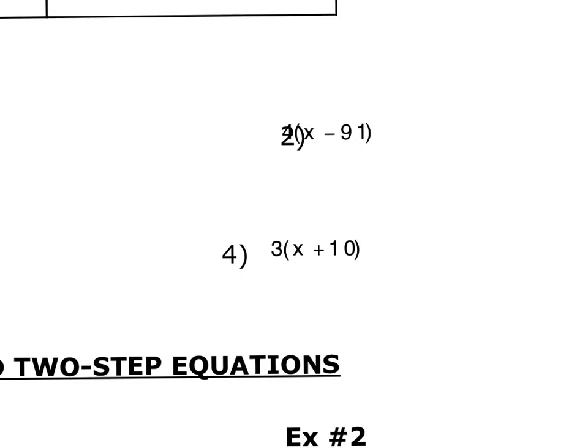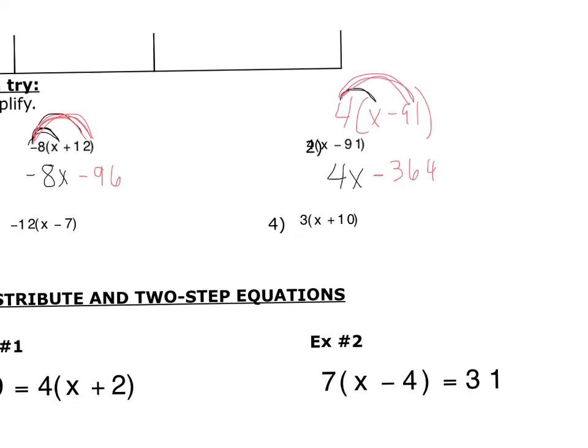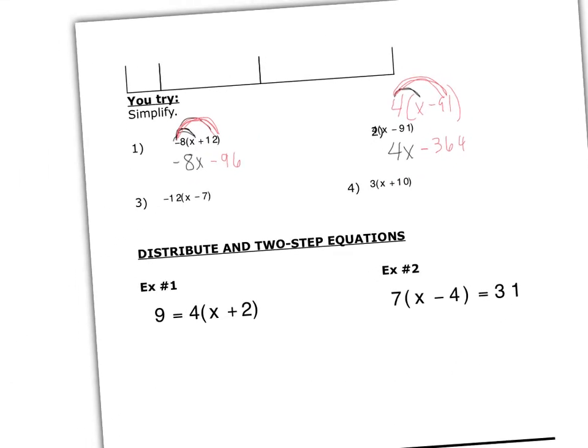Now the second one, I'm not sure why it's messed up. It's supposed to be 4 times (x minus 91). Let's multiply these out. Our black is the first numbers, so you have 4 times x, or 4x. And then your red represents your 4 times your second term, or minus 91. And if you multiply those out, what is that? Negative 364? Our goal when distributing is to get rid of the parentheses. Let's try a couple more here.